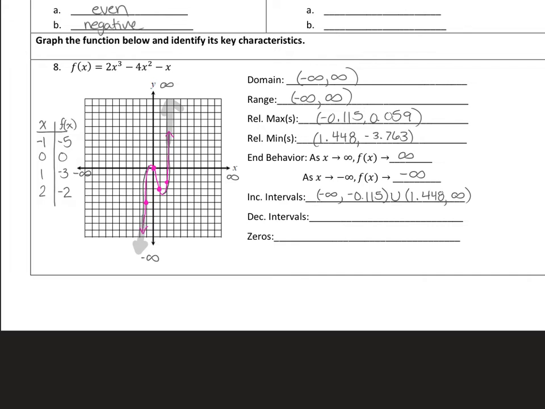Decreasing intervals are in between the max and min, so we have from negative 0.115 until 1.448. That is where the function is decreasing. We also have zeros. Again, it's kind of difficult to look and see what they are. You'd have to have Desmos up to get the exact value. But you have zeros when x is equal to negative 0.225, 0, and 2.225. Those are your zeros.